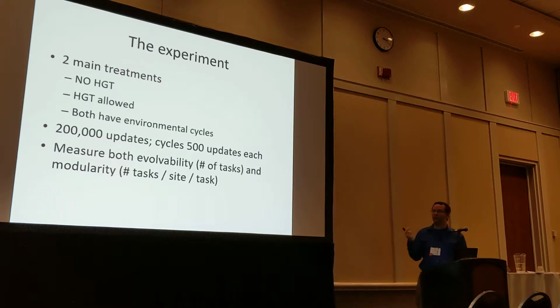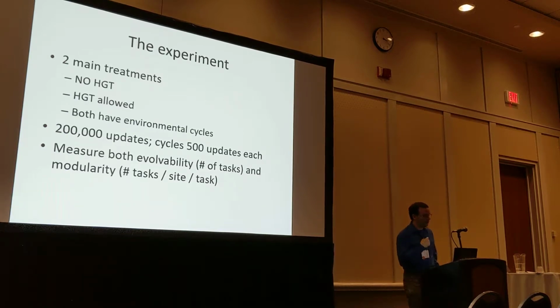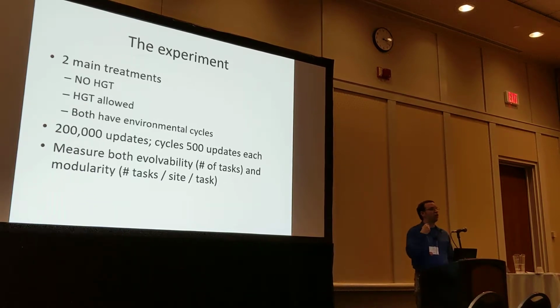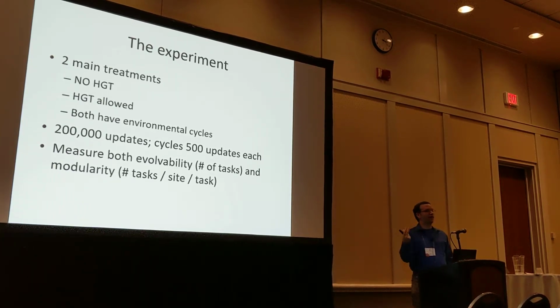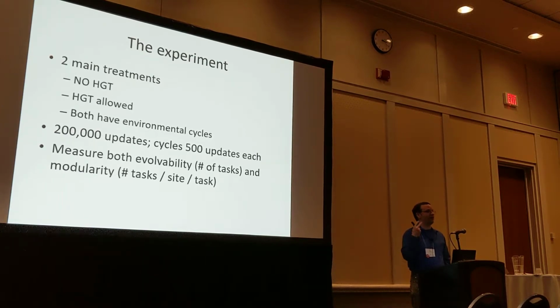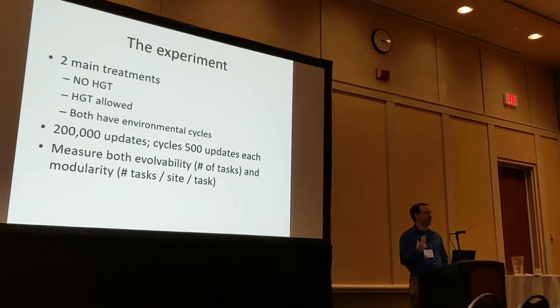We measured both the evolvability of the system, and that is how many different tasks the organisms have managed to acquire, and the modularity, so essentially a measurement of the number of tasks that each individual site codes for, normalized by the total number of tasks that the organism is doing. Because if you don't do that normalization, an organism that has more tasks is going to, by default, have more tasks encoded for each individual site. So you have to do normalization to get a fair comparison.